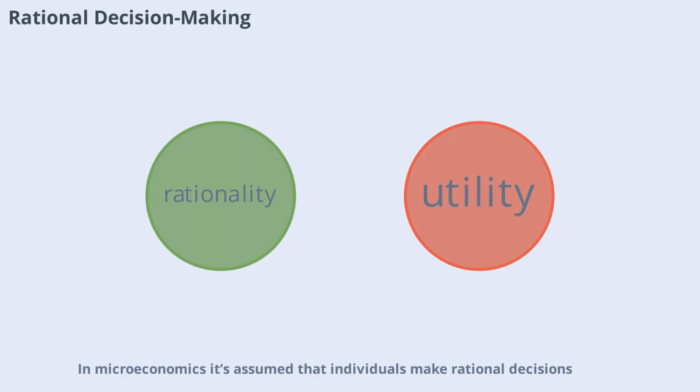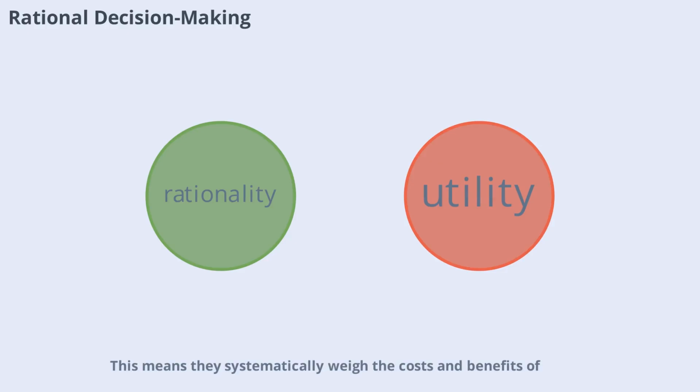In microeconomics, it's assumed that individuals make rational decisions. This means they systematically weigh the costs and benefits of each option and choose the one that maximizes their utility. While real-life decisions aren't always perfectly rational, this assumption helps economists model and predict behavior.